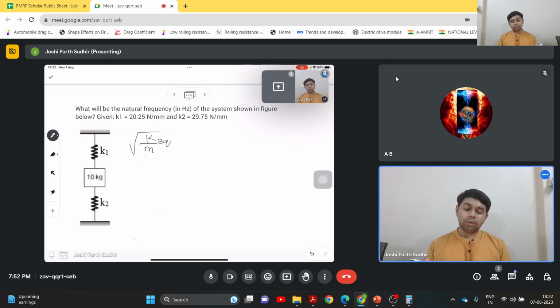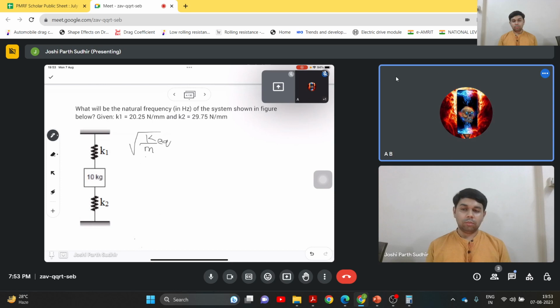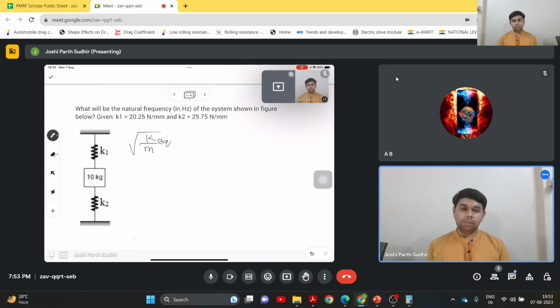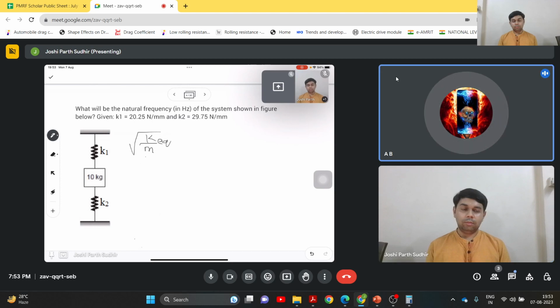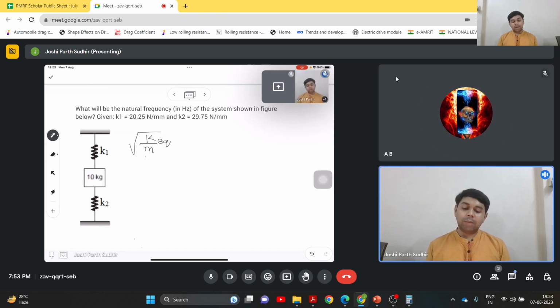To find the equivalent stiffness, we first need to find out whether these springs are in series or parallel. So what do you think? Are these springs in series or parallel? Series. Okay, why do you think they are in series? They will add up, I think so. Sir, they are in parallel. You explained last time. Yeah, so they are actually in parallel.